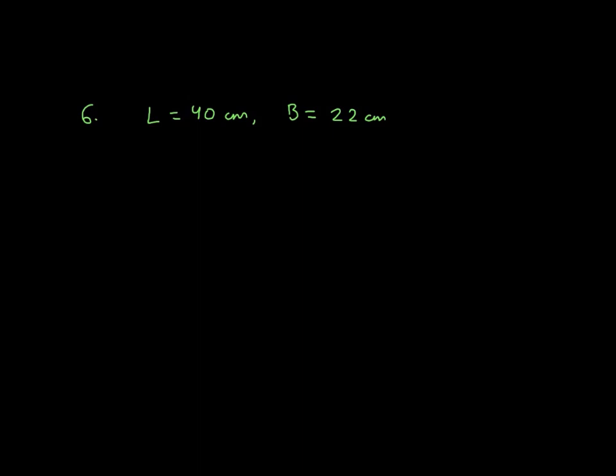Now, when the rectangular shaped wire will be changed to square shape, one thing will remain common, that will be the perimeter. So first of all we'll find perimeter of this rectangle, and we know the formula for finding perimeter is 2 times length plus breadth. 2 times 40 plus 22, this is 2 times 62, that is 124 centimeter. This is perimeter of rectangle.